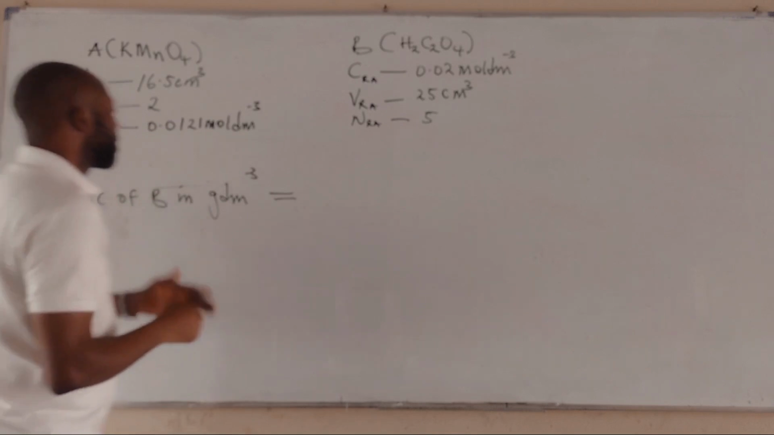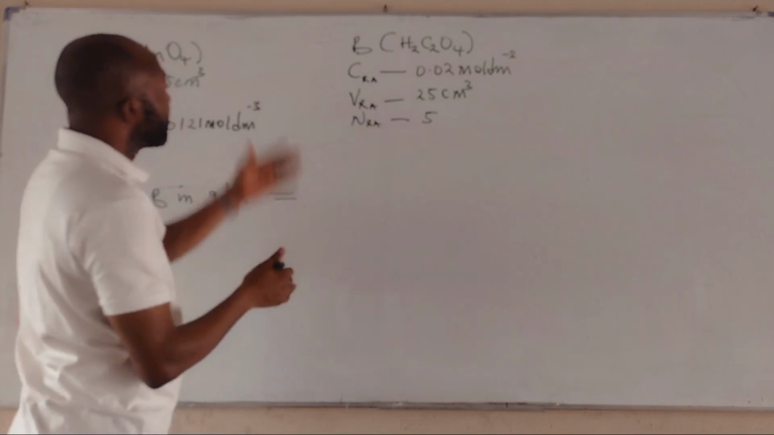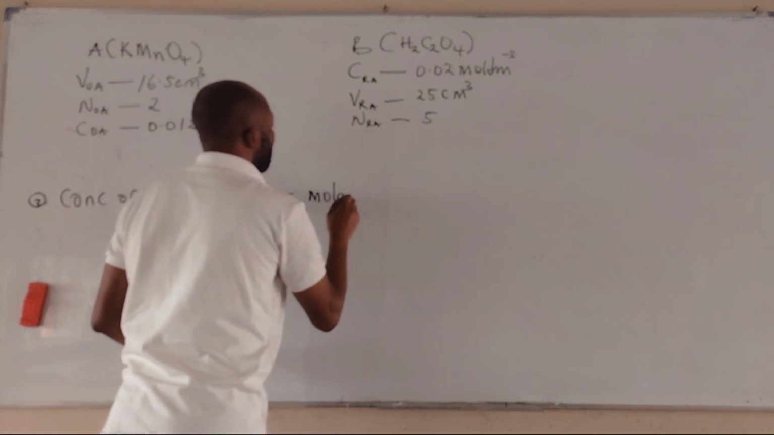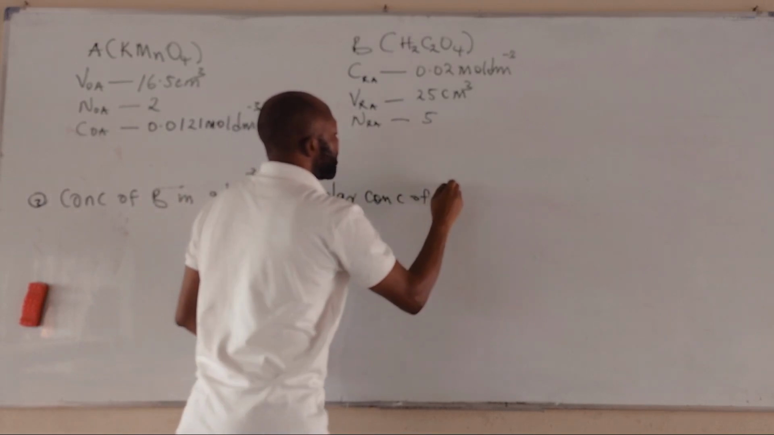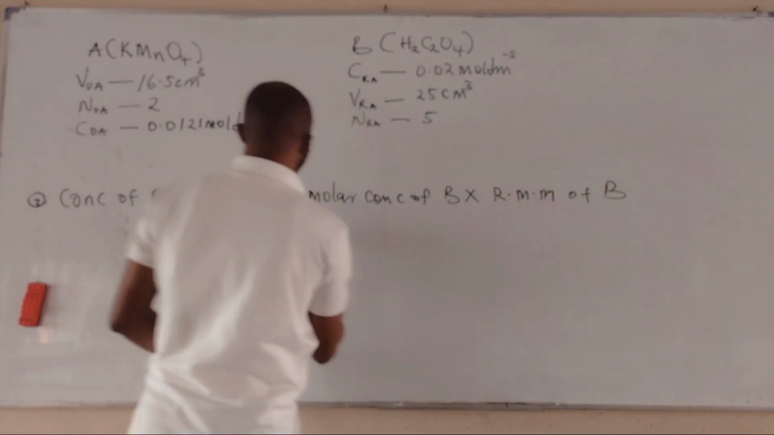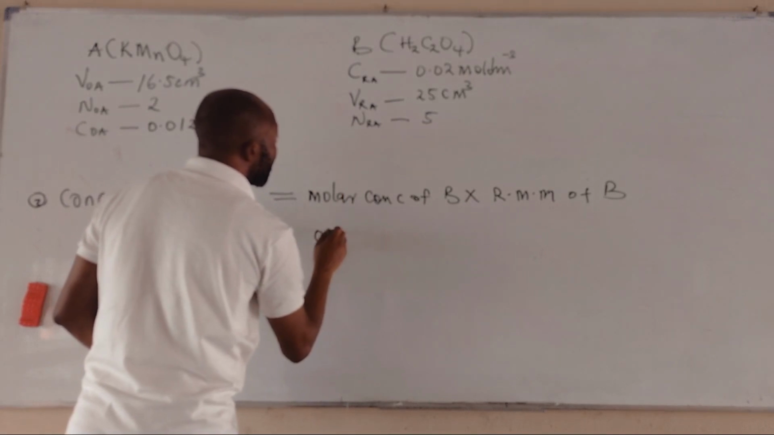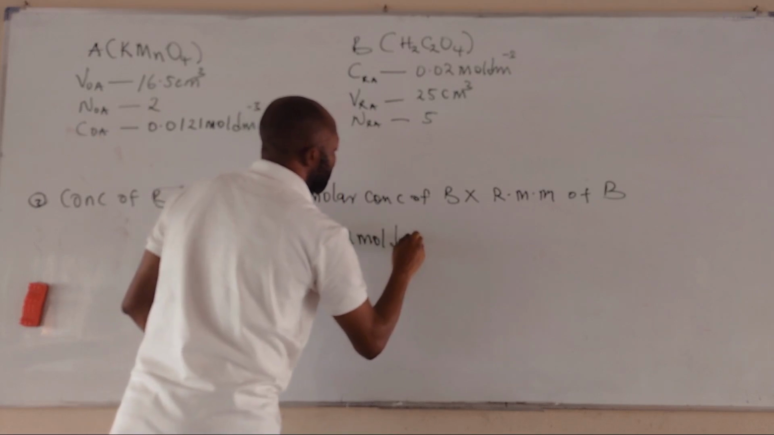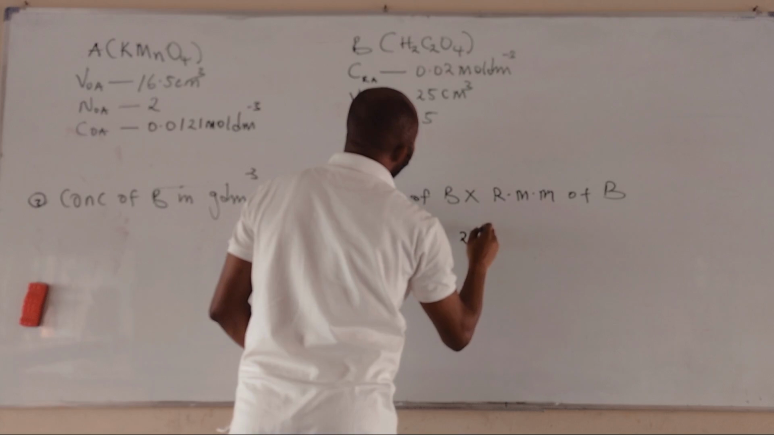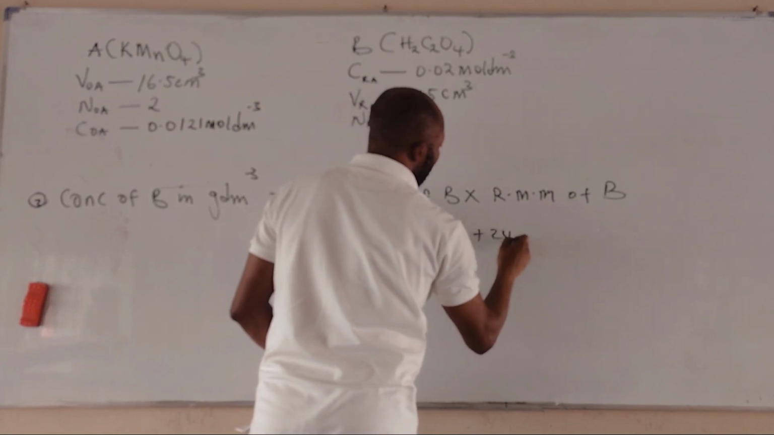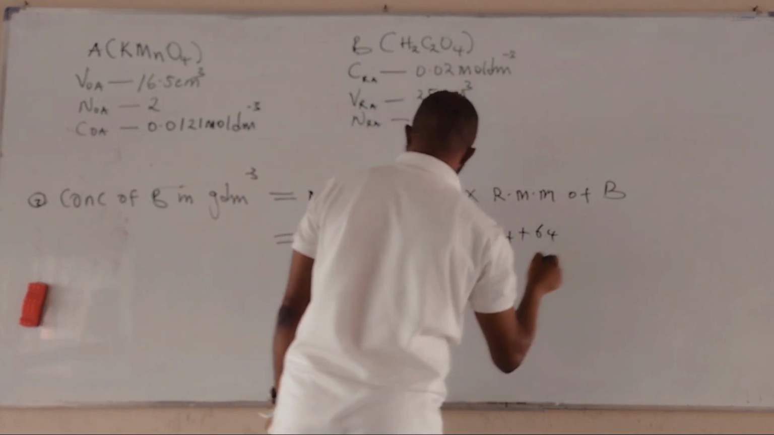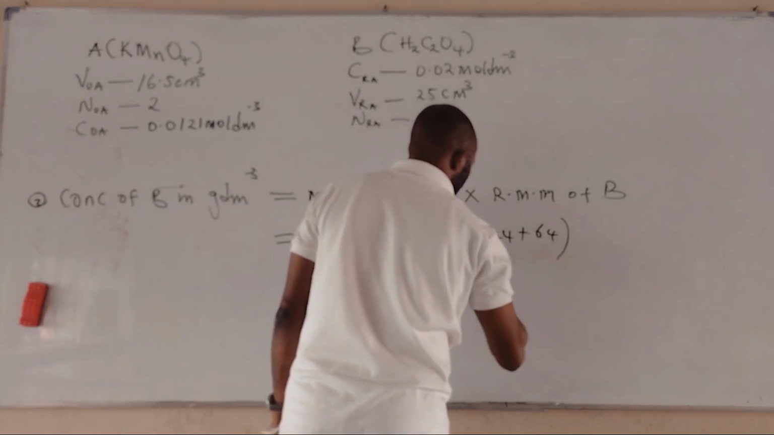Now, the mass concentration of the ethanedioic acid, which is the reducing agent, is the molar concentration of B times the relative molecular mass of B. The molar concentration of B is 0.02 mole per dm cube times the relative molecular mass of this. Hydrogen is 1 times 2 is 2, plus carbon is 12 times 2 is 24, plus oxygen is 16 times 4, which is 64, in g per mole.